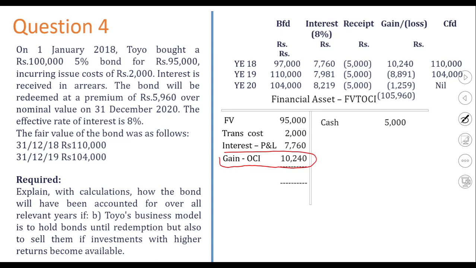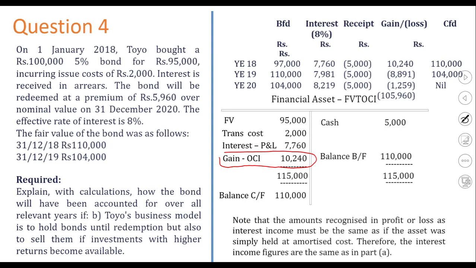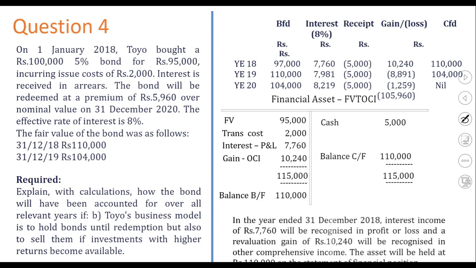So your first year closing balance will be 110,000, which is anyway at the fair value. Clear? Note that the amount recognized in profit or loss as interest income must be the same as if the asset was simply held at amortized cost. That's what I told, like what we did in the amortized cost, interest income should be applied here also using the same principle.